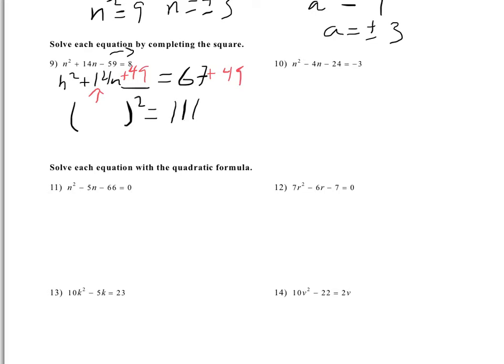Well, that's 116. Factors then of this perfect square, factors of 49 that add to 14 would be 7 and 7. So that means n plus 7 is equal to 116. Okay, so square root both sides. n plus 7 is equal to plus or minus the square root of 116. And then I'll subtract 7 over. So n is equal to negative 7 plus or minus the square root of 116.